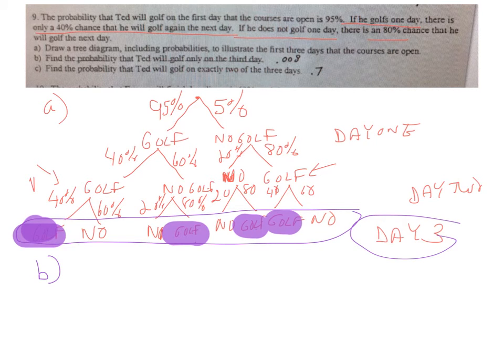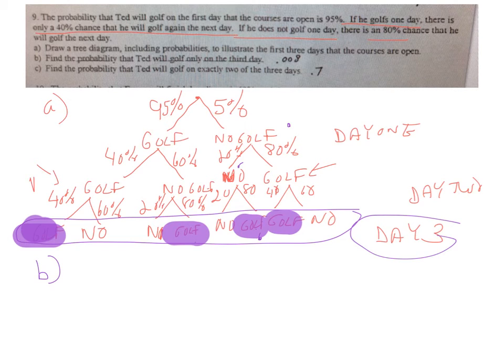And so if we go down the branch of the tree, we need to find all the no's, right? So here's a no golf, and then he golfs. Is that the only one? I think maybe for that one, I think it is.